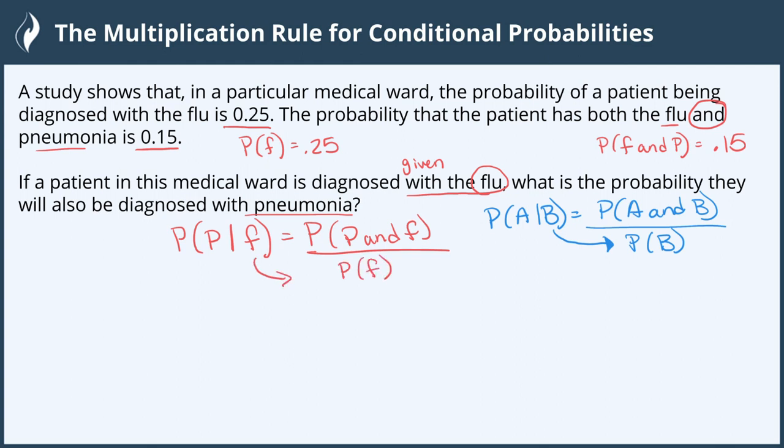So we're looking for the probability of pneumonia and flu divided by the second one, the probability of having the flu. We were given these at the beginning, so we know that the probability of pneumonia and the flu is 0.15, and the probability of the flu is 0.25. 0.15 divided by 0.25 is 0.6, which means if a patient in this ward is already diagnosed with the flu, the probability that they will be diagnosed with pneumonia is 0.6. And now we're all done.